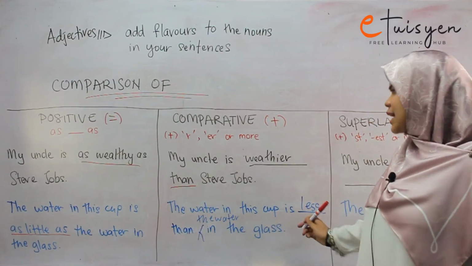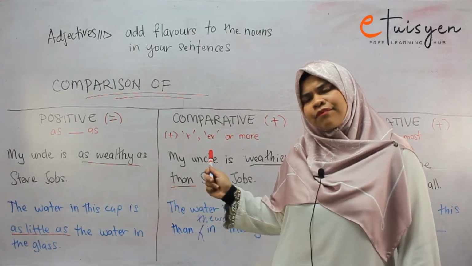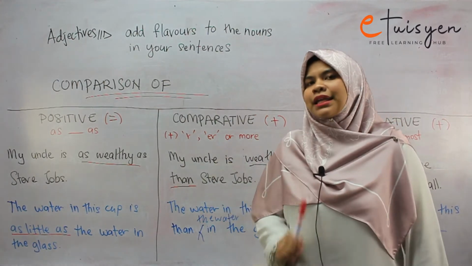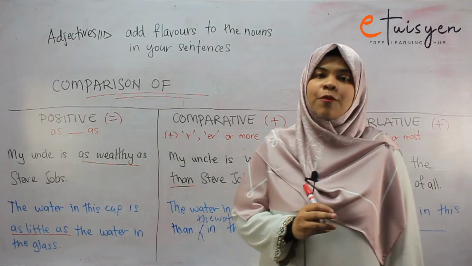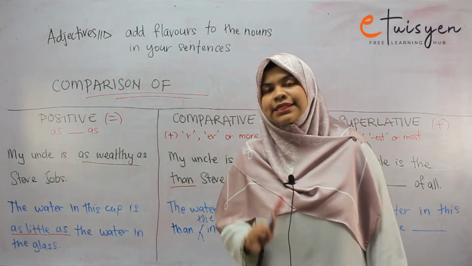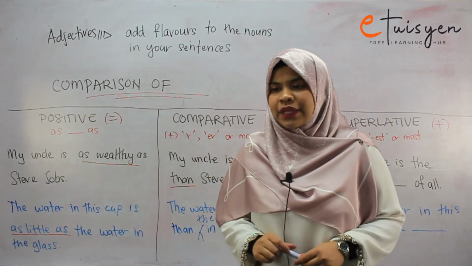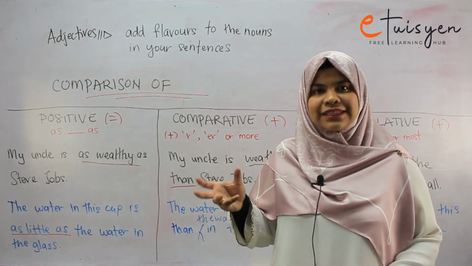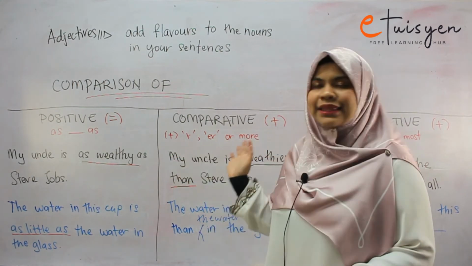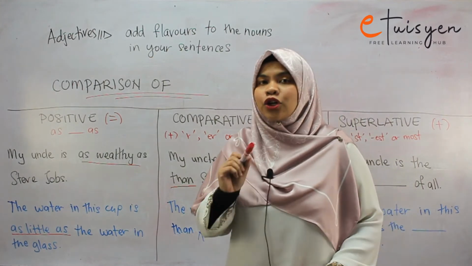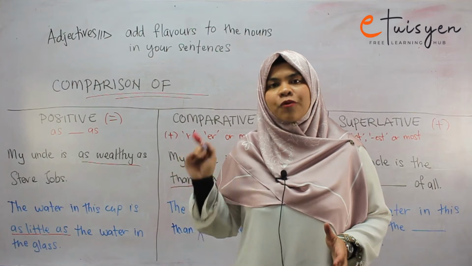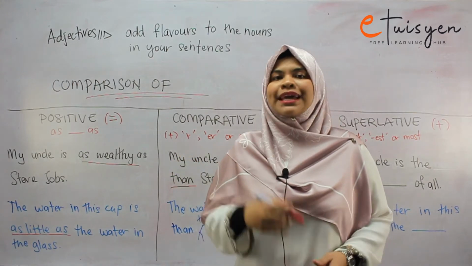Now, the thing is, less doesn't work with R, ER, or more. It's a bit different. This one is an irregular comparison, meaning there are some words that have another form of their own adjective for the comparative and superlative. Another word is good. Because what is the comparative form of good? It will be better.